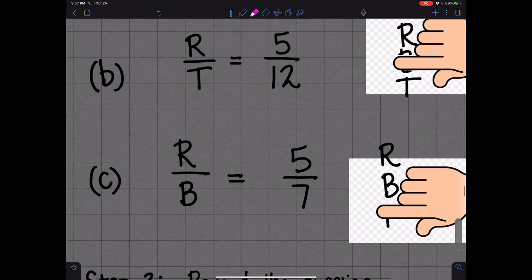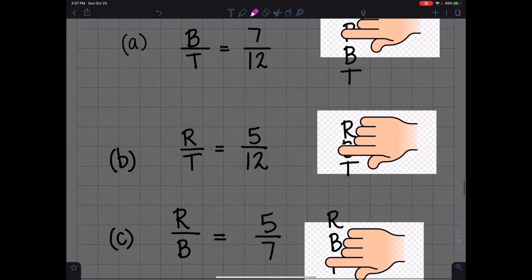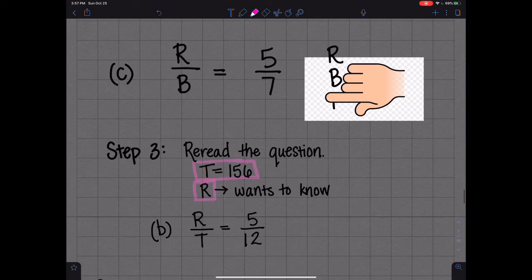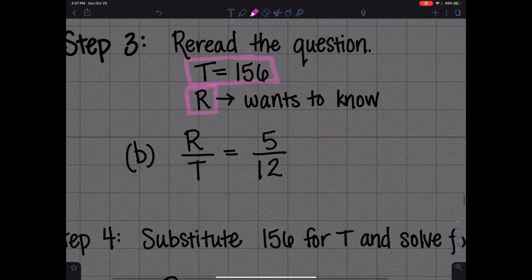We go back and we look at these 3 possibilities with our cover-ups. And the variables that we're working with are red and total. So which one has red and total? It's obviously B, because there's red and there's total. So this is the proportion that we're going to use, the ratio we're going to use. So red over total was 5 over 12. So that's important, and that's going to be used in the problem.